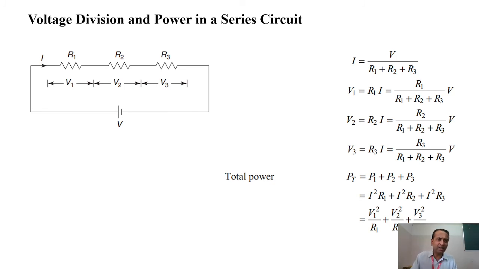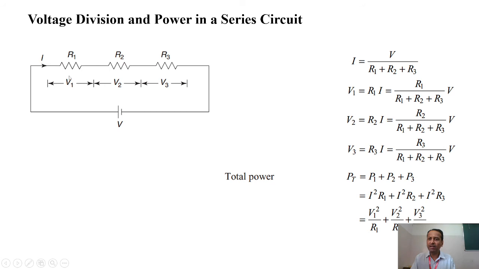But before that, let's understand voltage division and power in the series circuit. For example, you have a diagram here with R1, R2, R3 connected in series, voltage across individual elements labeled as V1, V2, V3 with the supply voltage of V. Friends, if you want to calculate the current for this circuit, by simple Ohm's law we write I is equal to V divided by R1 plus R2 plus R3.